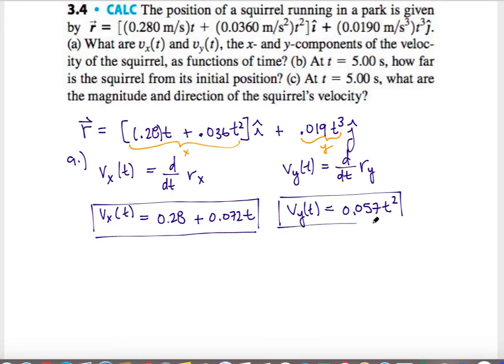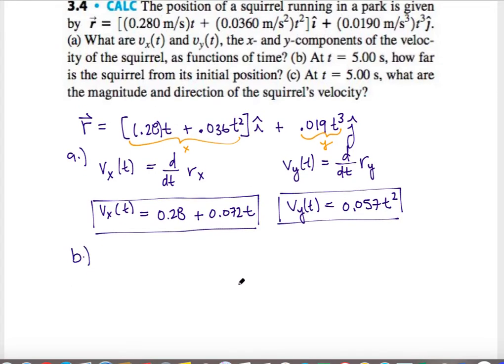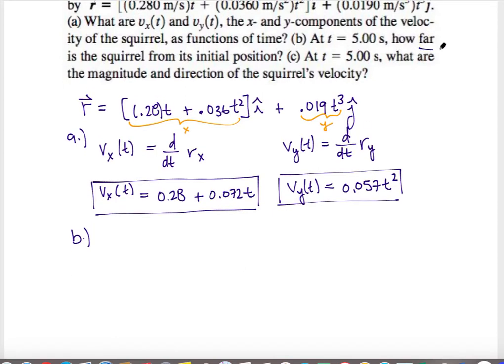And that's all there is to finding my components of velocity as functions of time. Now part B asks us to go to 5 seconds and figure out how far the squirrel is from its initial position. So how far implies that we're looking for a distance. So I'm going to take my position function as a function of time, and substitute 5 seconds for my time.